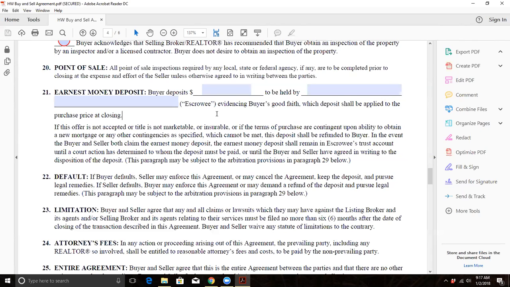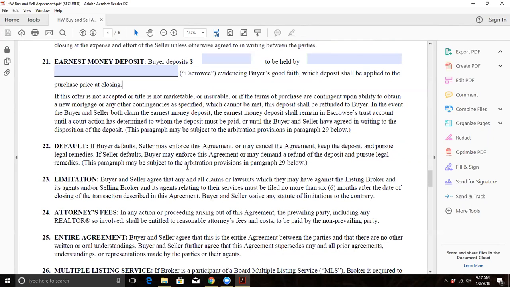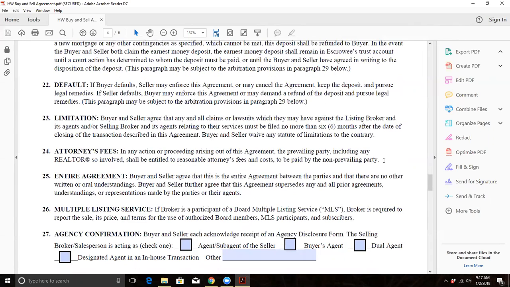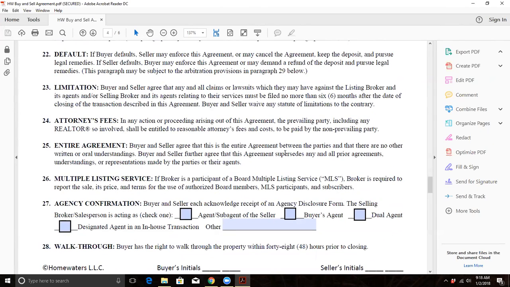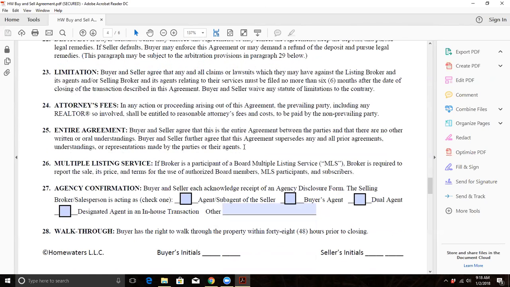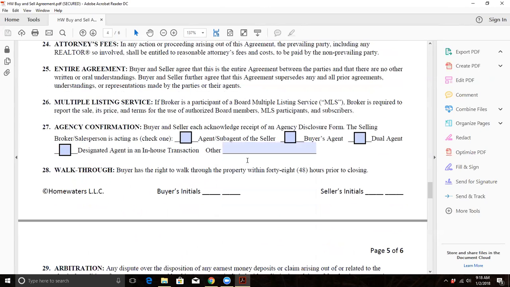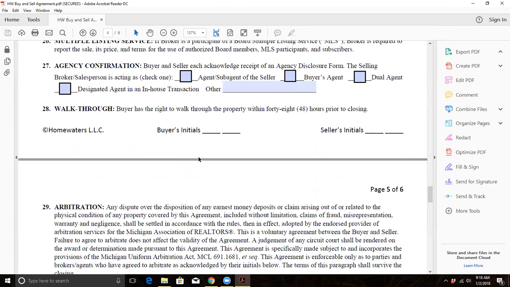All right. Let's see here. Default is very standard language. Limitation. This is a limitation of 6 months on legal action arising out of the contract. Attorney's fees. The loser pays the winner's attorney's fees. This is the entire agreement. Verbal understandings and any other representation made outside of this do not count. Talks about the information on the sale having to go in the MLS. Agency confirmation.